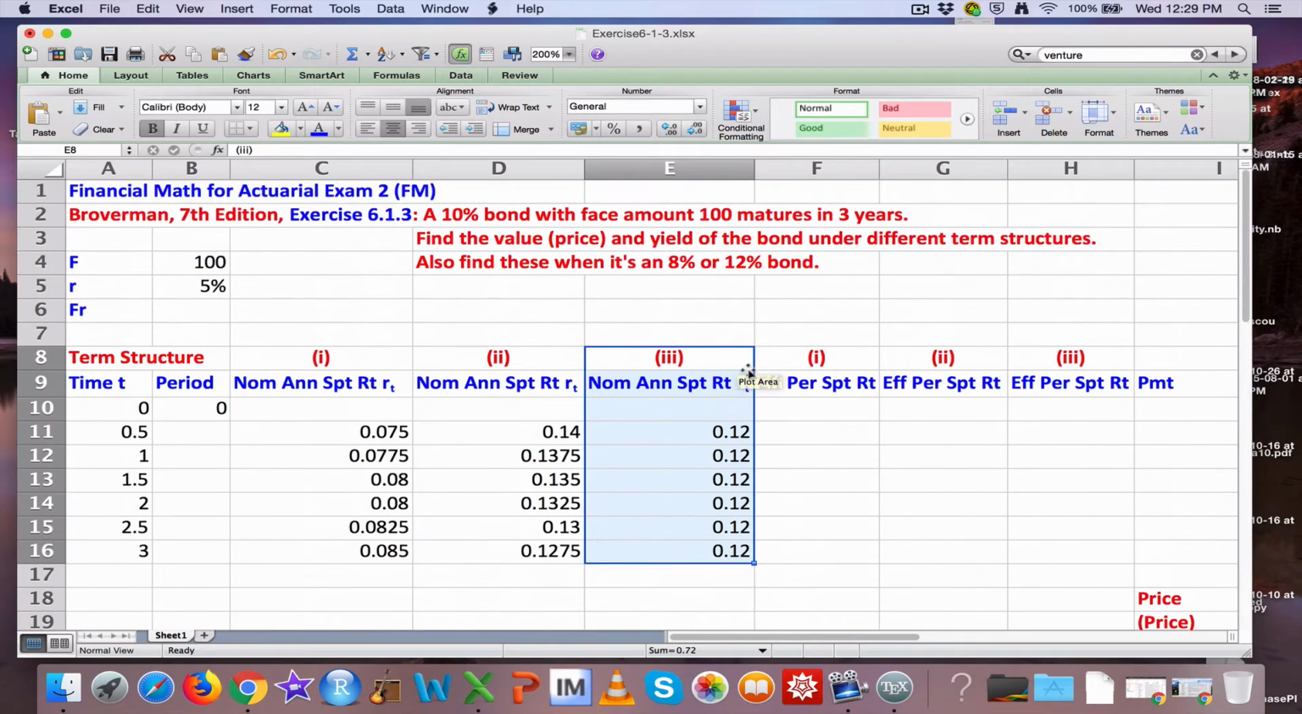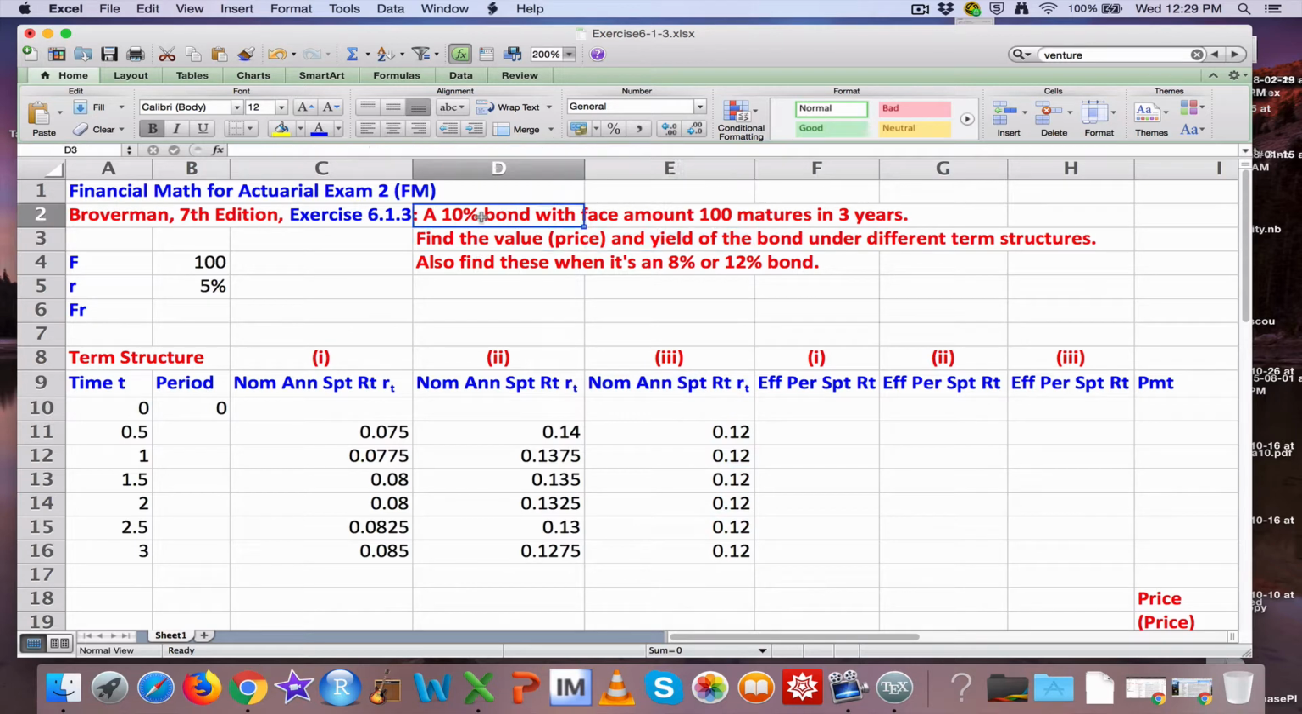All right, also, besides finding the value and the yield in this situation, we are also finding these things when we change the coupon rate from 10% to either 8% or 12%. And the spreadsheet is going to allow us to do all these things very efficiently, okay? So you're also going to want to think about and maybe write down what I do in the spreadsheet to help you learn how to use spreadsheets in good, efficient ways. In particular, to use formulas in spreadsheets and built-in functions.